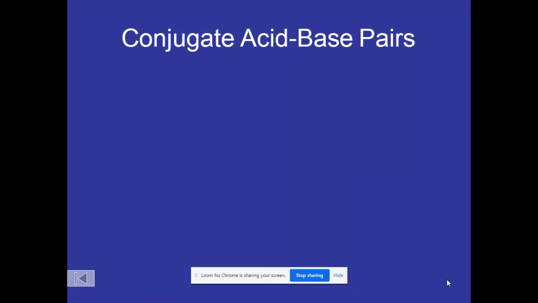Well, hello. Today we're going to be discussing conjugate acid-base pairs. We need to understand what the word means and how to identify each of the conjugates. So let's get started. By definition, we know acids produce a proton.